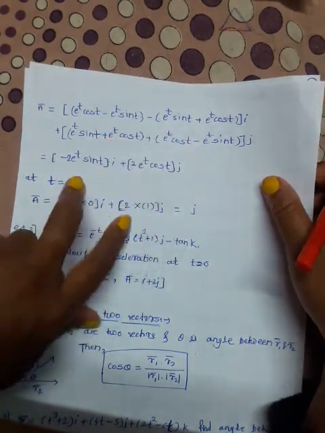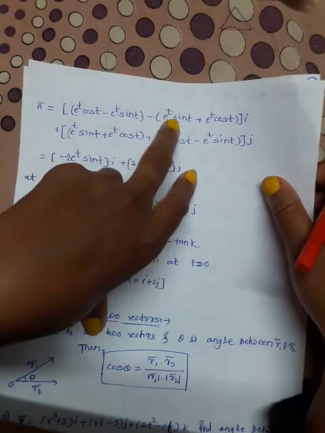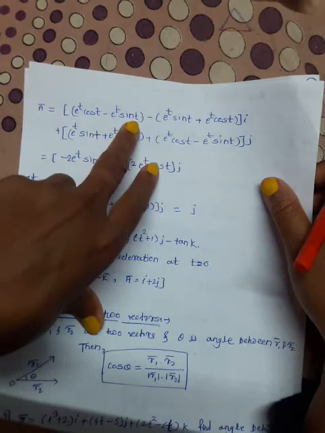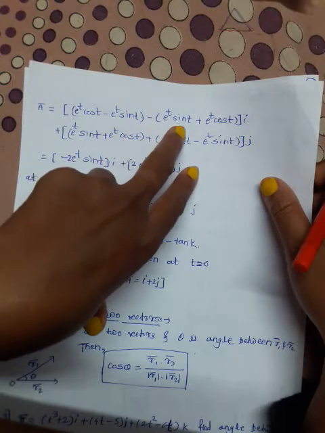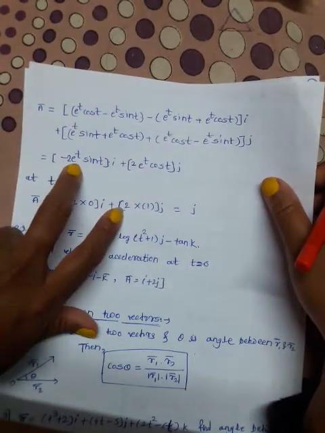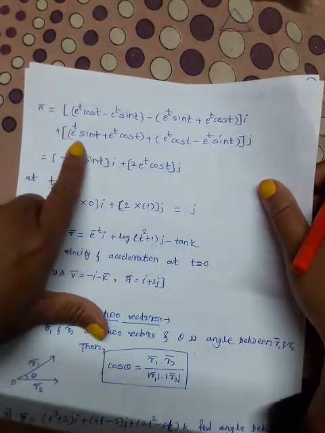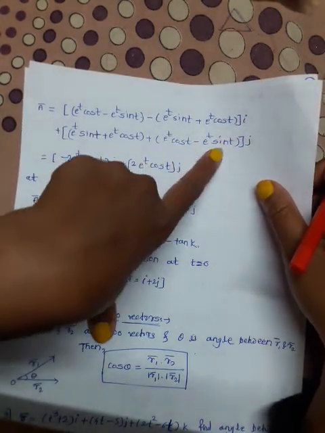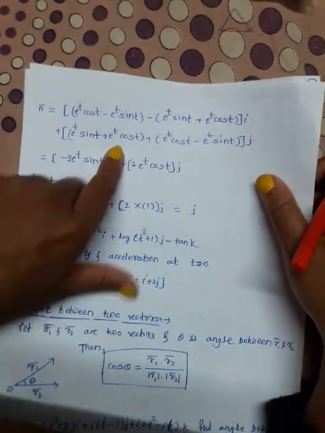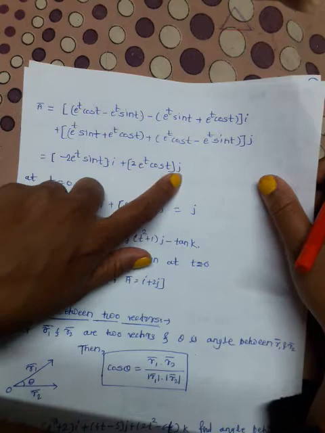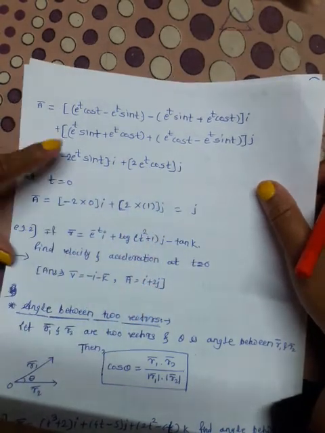We get e raised to t cos t minus e raised to t cos t, which gets cancelled. Then minus e raised to t sin t minus e raised to t sin t gets added, giving minus 2 e raised to t sin t i. And in this term, e raised to t sin t minus e raised to t sin t gets cancelled, and e raised to t cos t plus e raised to t cos t becomes 2 times e raised to t cos t j. Okay, this is the acceleration vector.